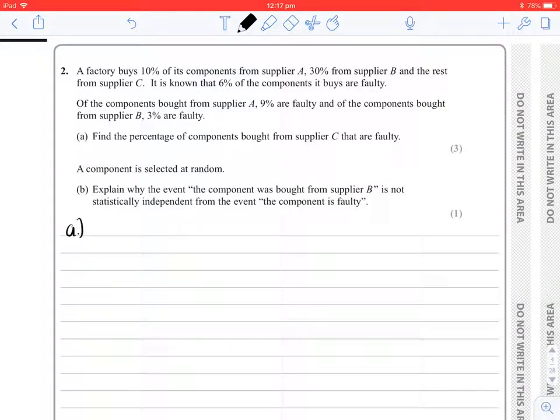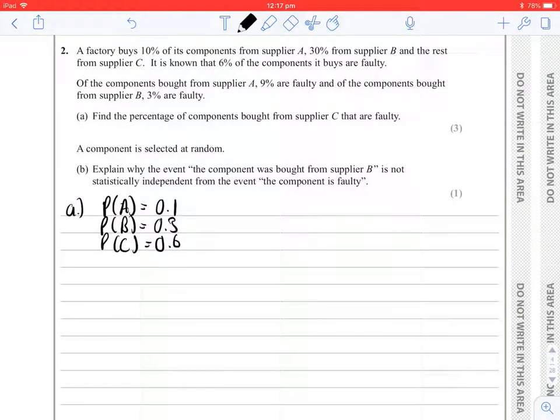So I'm just going to have a look and note down the information that we know already. The probability that we have supplier A is going to be 0.3. The probability we have supplier B is going to be, sorry, that's not right. The probability we have supplier A is going to be 0.1. The probability we have supplier B is 0.3. And so therefore the probability we have supplier C is going to be 0.6.